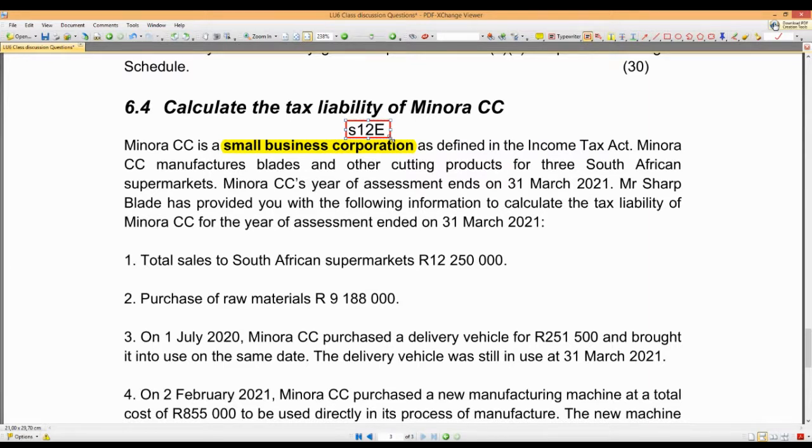Ma'am, isn't it the 50%? Okay, so it's 50, 30, 20. Yes. So that's for non-manufacturing assets. If it's a manufacturing asset in terms of section 12E, it's 100%. Okay, so just remember when we look at small business corporations, if it's anything to do with manufacturing, the full amount can be deducted, 100%, whereas if it's any other type of asset, it's 50, 30, 20%.